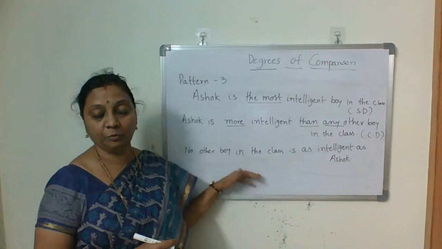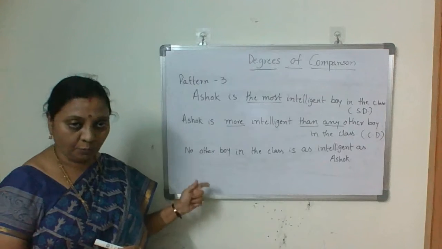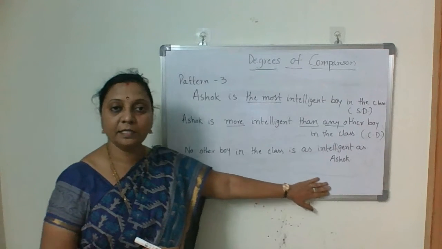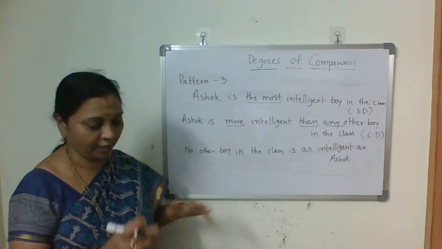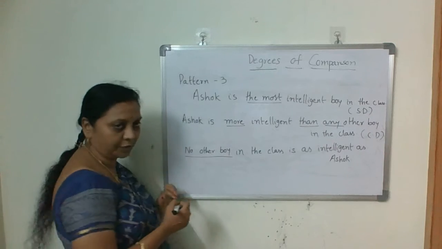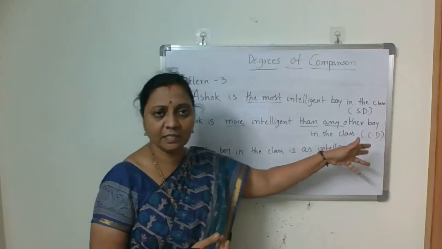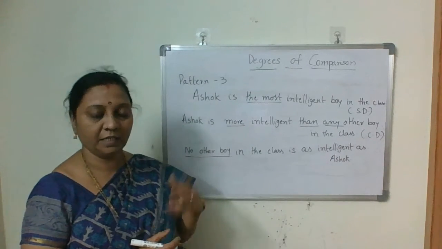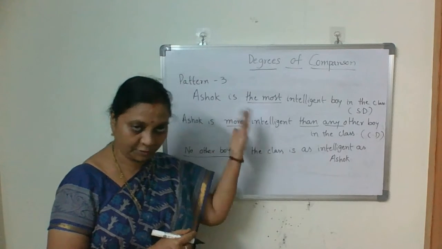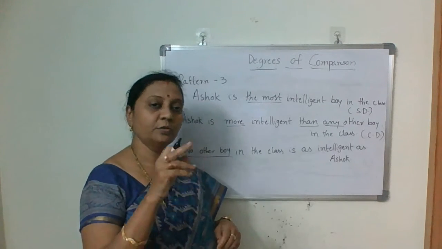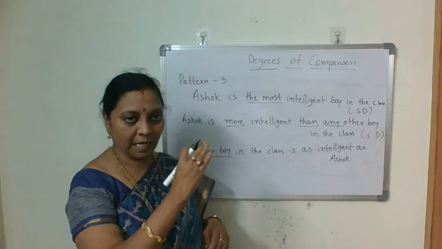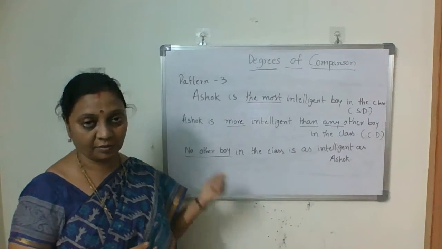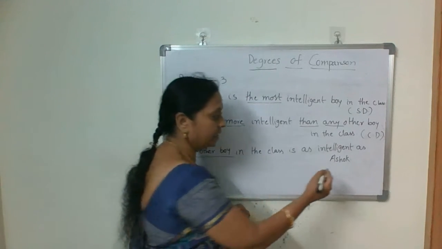Similarly, coming to positive degree, how do we use it? No other boy in the class is as intelligent as Ashok. No other boy. So in positive degree, this is the expression. No other boy in the class is as intelligent as Ashok. Because in positive form, we have to use "as" everywhere: in the first pattern, "as"; in the second pattern, we are using "not so as"; here also "as." So "as intelligent as," no other boy in the class is as intelligent as Ashok.